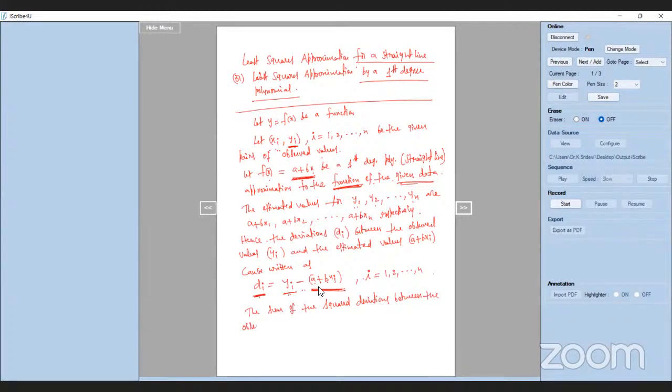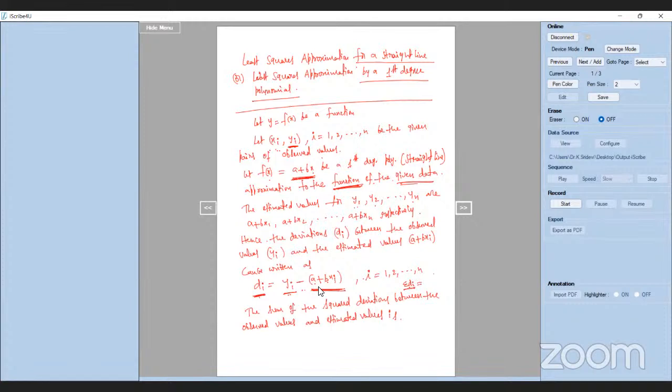Between the observed values and estimated values is the deviation. Okay. So what is the sum of this one? Summation d_i, that is d1 plus d2 plus and so on plus dn.